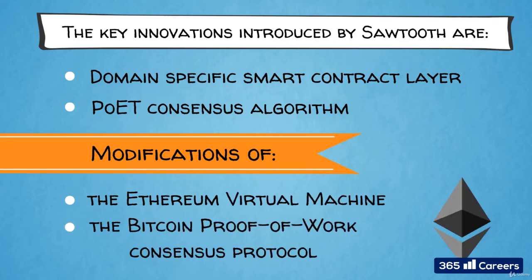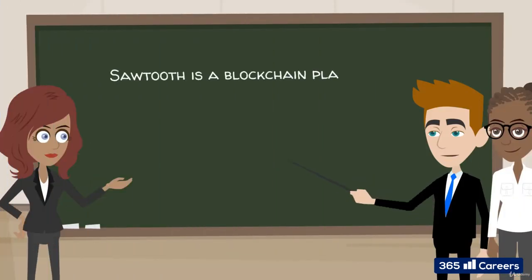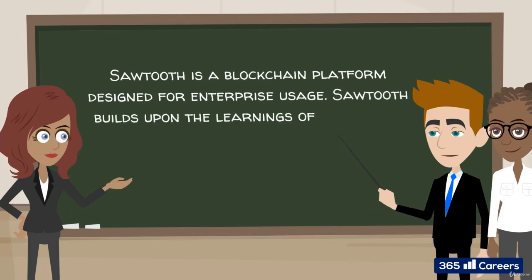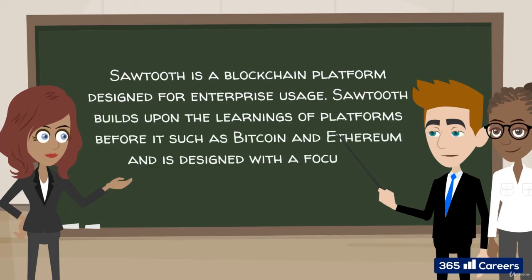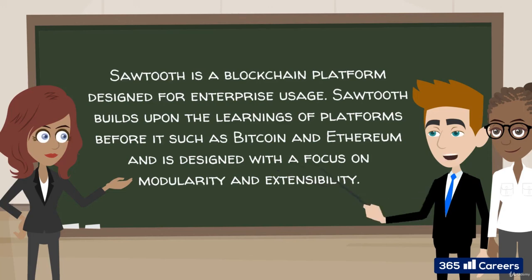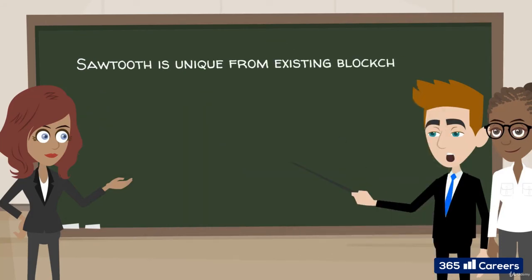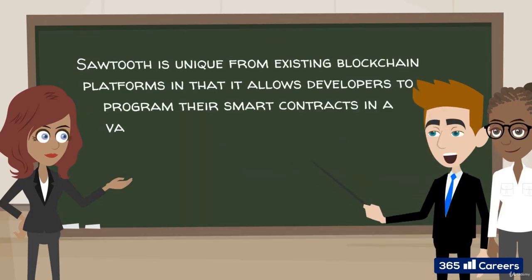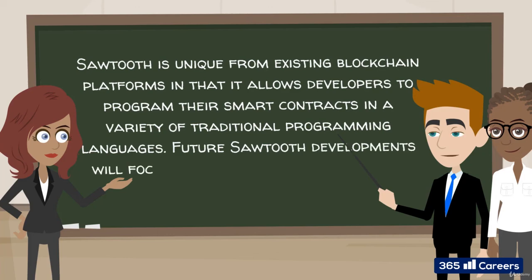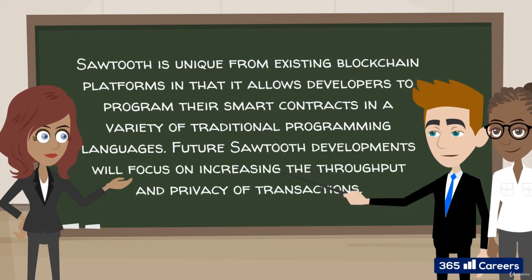The project is neatly summarized by the team itself as follows. Sawtooth is a blockchain platform designed for enterprise usage. Sawtooth builds upon the learnings of platforms before it, such as Bitcoin and Ethereum, and is designed with a focus on modularity and extensibility. Sawtooth is unique from existing blockchain platforms in that it allows developers to program their smart contracts in a variety of traditional programming languages. Future Sawtooth developments will focus on increasing the throughput and privacy of transactions.